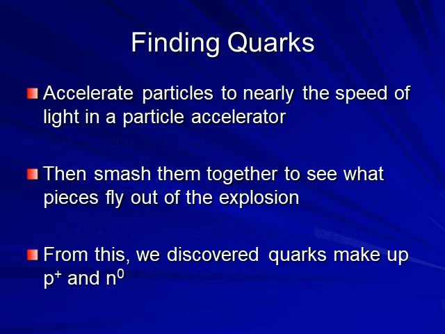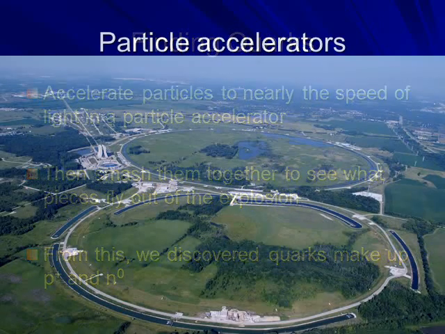Finding quarks. How do we find them? Well, we find them in physics experiments using what are called particle accelerators. So basically we accelerate particles to nearly the speed of light, and then we collide them into each other, look at the explosion, and see what comes out of the explosion. Well, if you do it right, you're going to get quarks coming out of some of those explosions, and we found that that's what makes up protons and neutrons, those types of quarks.